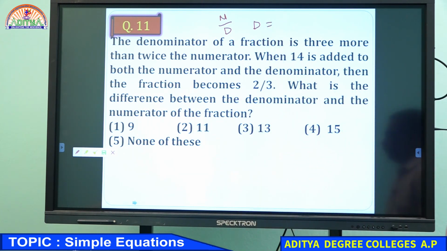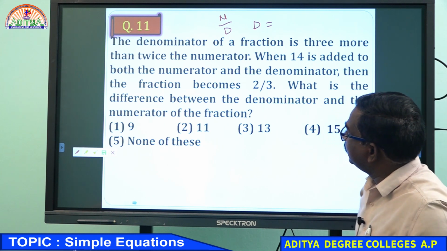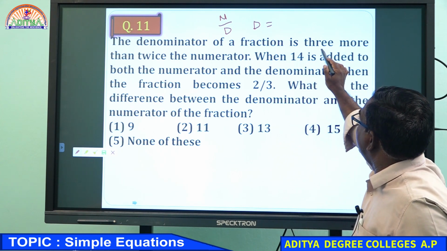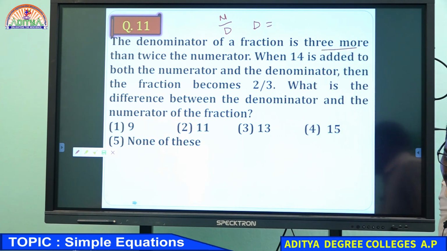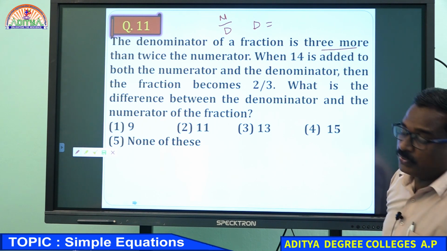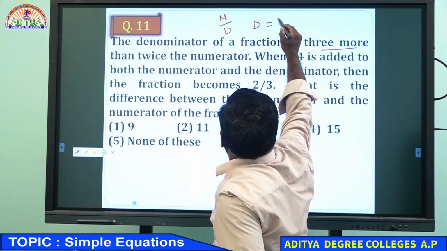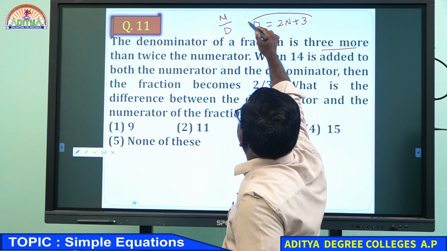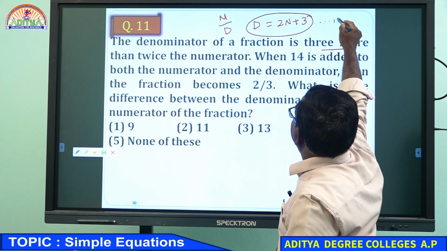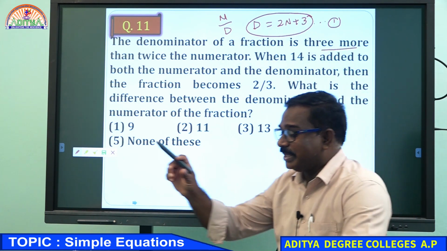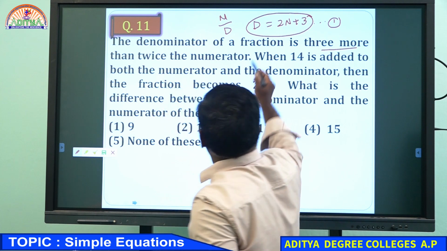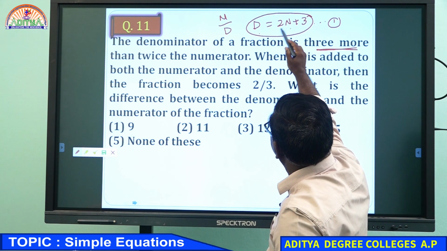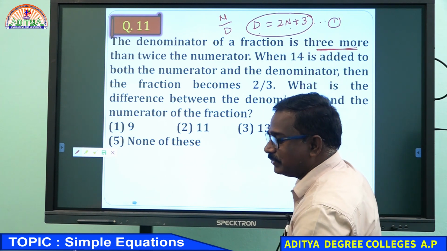I am reading carefully, listen carefully. Denominator of this fraction is 3 more than twice the numerator, that is 2n plus 3. This is the condition given there. This is the first equation we got. Denominator is 3 more than twice the numerator. That is the first condition.